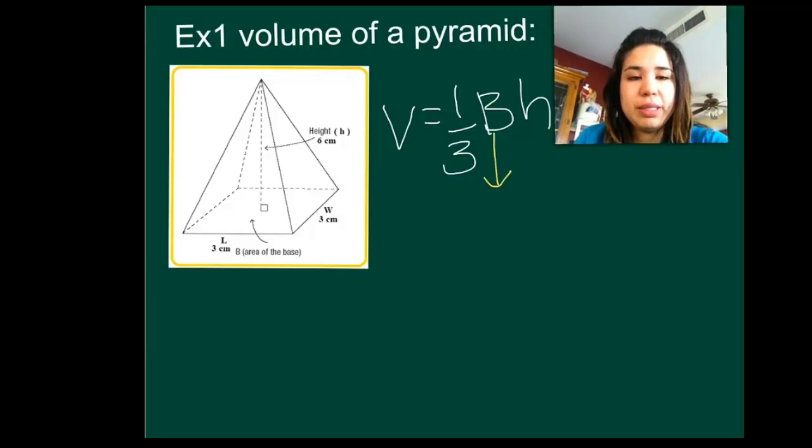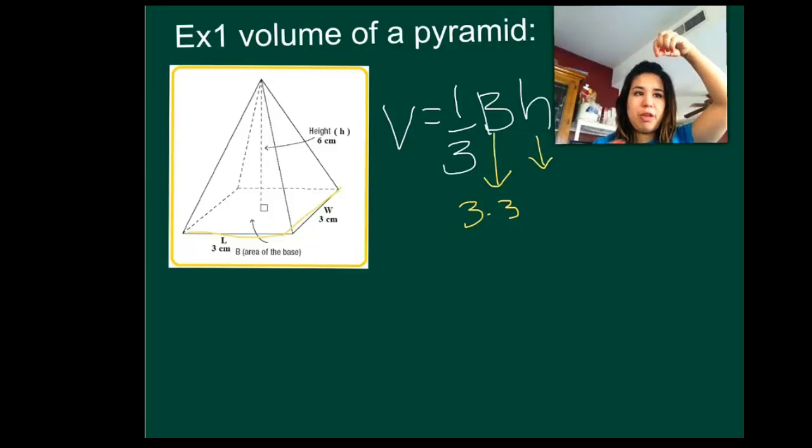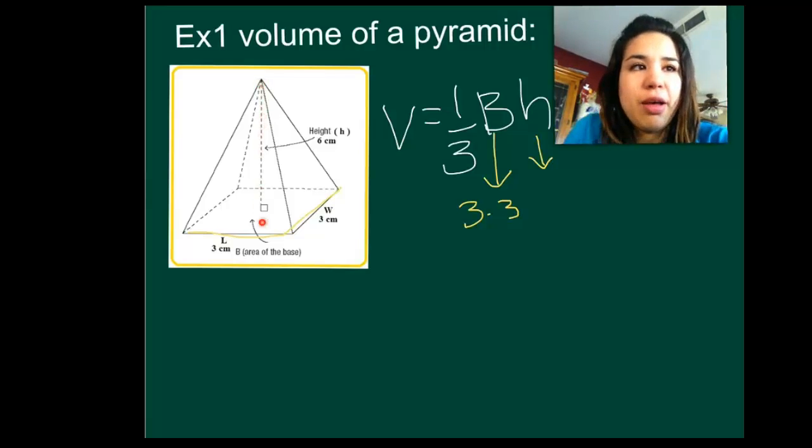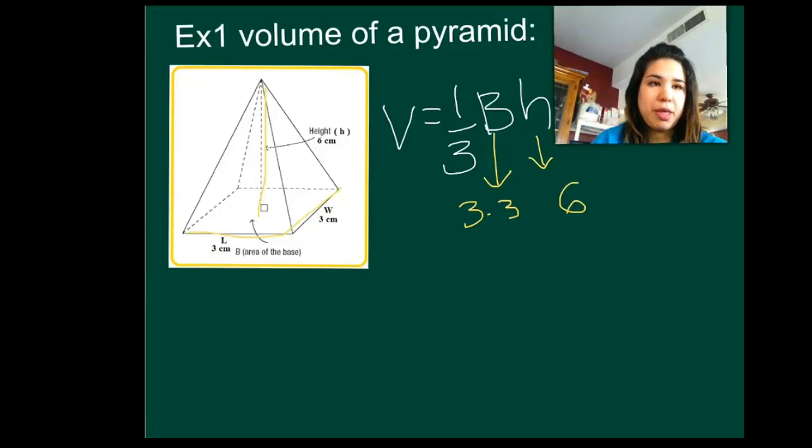Our base is a 3 by 3, so I'm going to write that down. And I know that the height is represented in a pyramid. If I was to, from the top of a pyramid, draw or make a hole and enter a ruler going straight down at a 90-degree angle, that's the height of a pyramid. So in this case, it is this 6. Now let's go ahead and apply all of this.